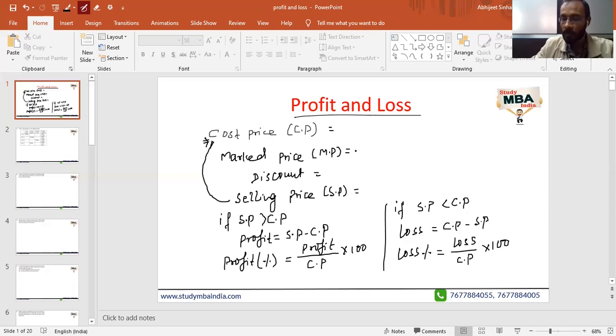And if something is marked, we know that the marked price is, let us say, X percent above cost price. And if there is a discount, let us denote the discount as D percent of the marked price. So keep in mind that discount is always calculated on the marked price. The marked price is always given with respect to the cost price, that is, how much percentage it is more than the cost price. And for the selling price, we compare selling price and cost price, and we find whether it is a profit or loss, right?